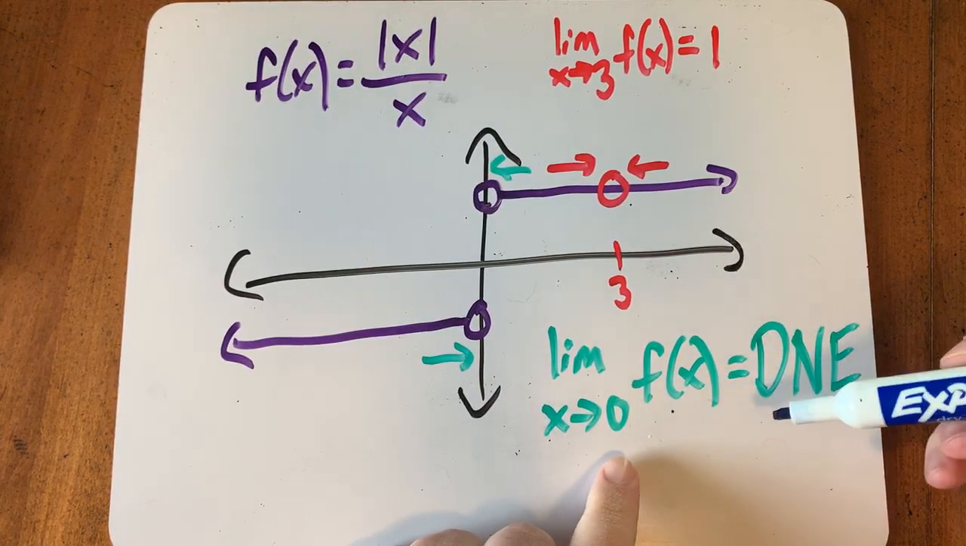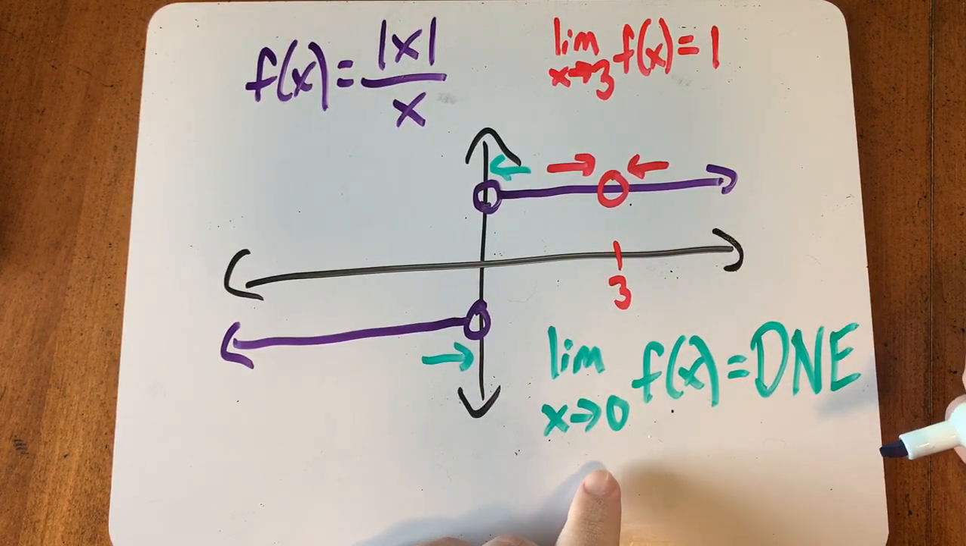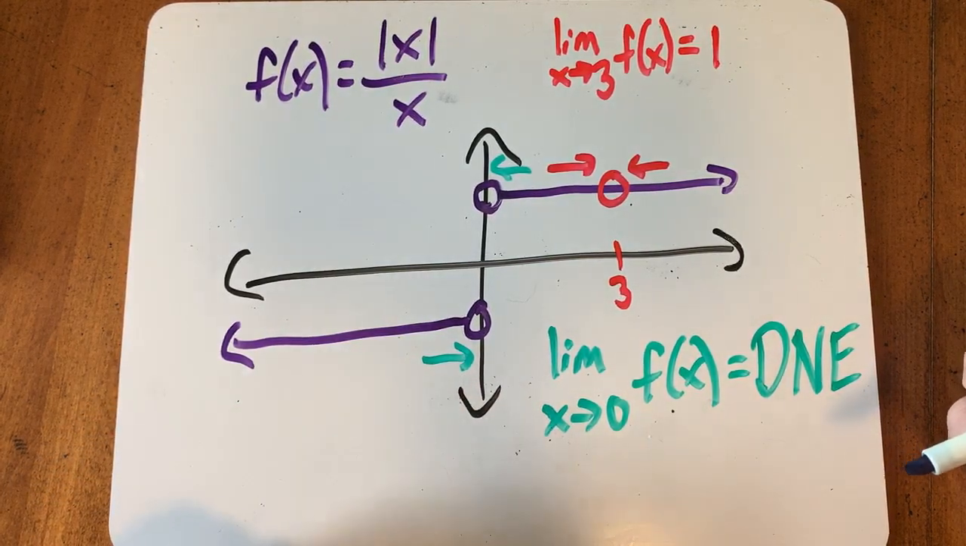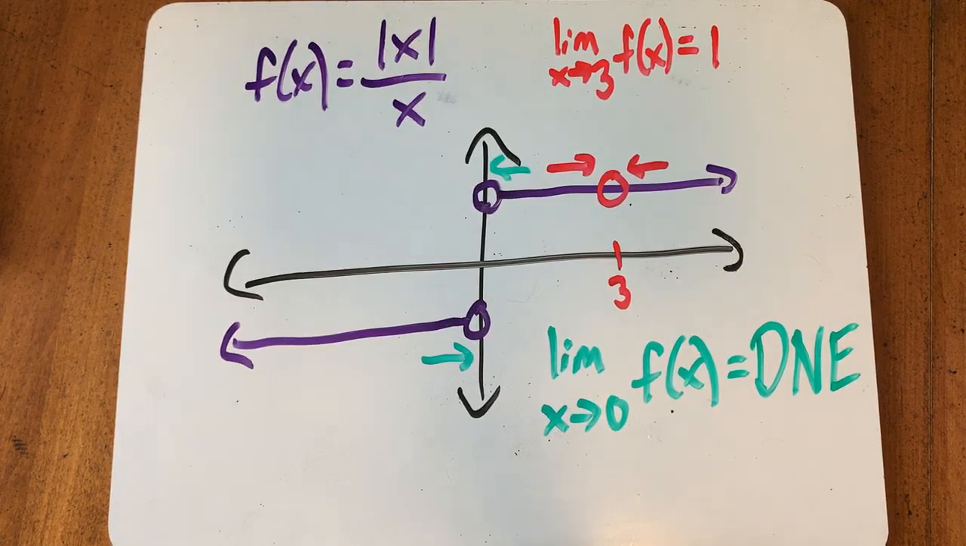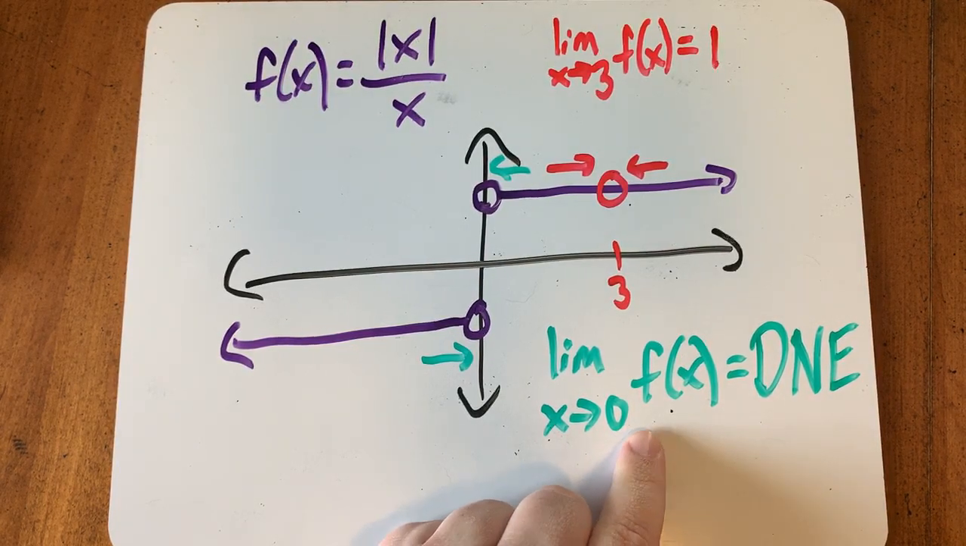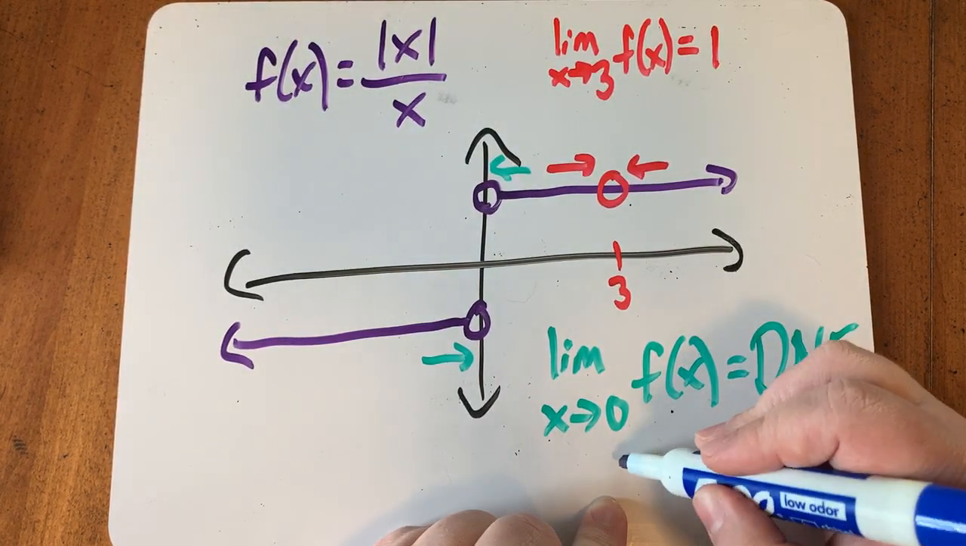So there is no limit at 0. But it's approaching something from the left side, and it's approaching something from the right side. We don't just have to have it approach from both sides. We do have right side limits and left side limits. But the notation is different. So this is talking about both sides.